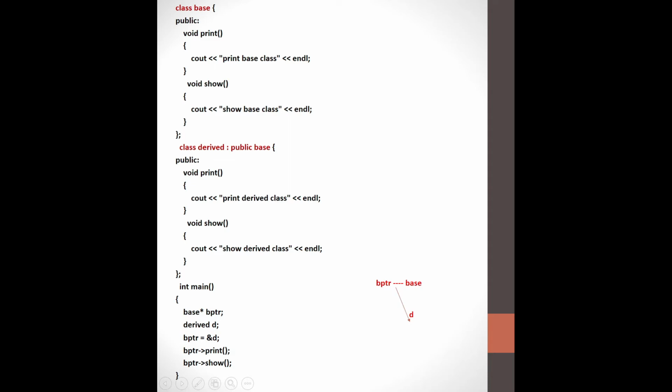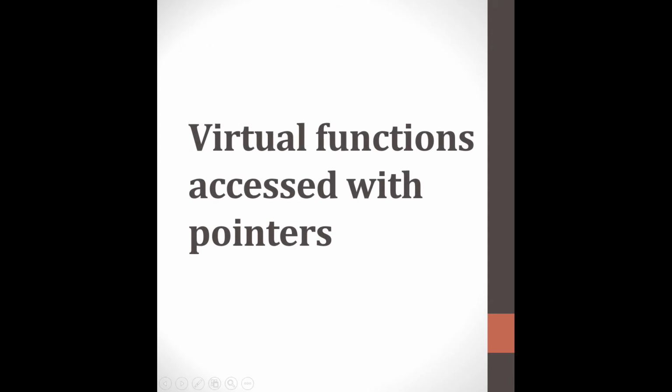Now you can see again in the next line, bptr show. Again, it has two different show functions in both the base class and the derived class. It will check where this bptr is pointing to. It is pointing to the base class. So where does it go? Yes, it goes again to the base class show function and prints show base class. So your output would be print base class and show base class. Now you saw a normal member function accessed with pointers.